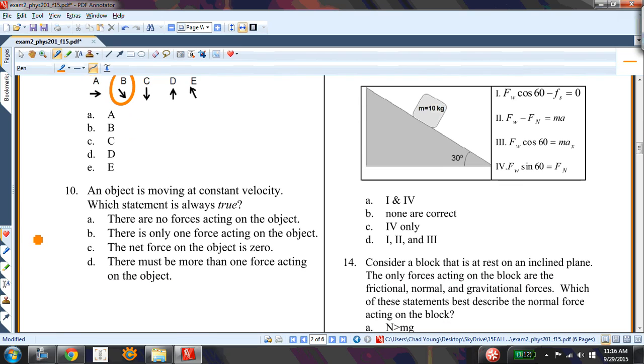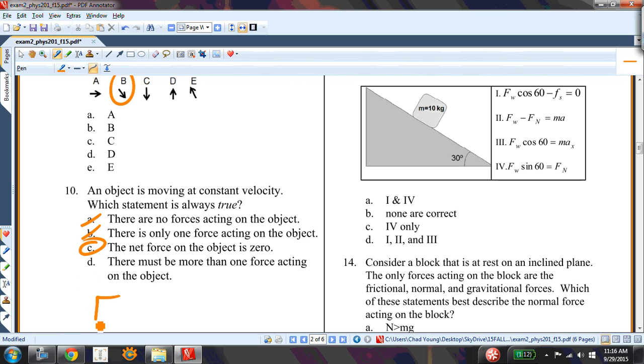An object is moving at constant velocity. Which statement is always true? Okay, not necessarily no forces. There's only one force, not necessarily that. You could have that actually. The net force on the object is 0.